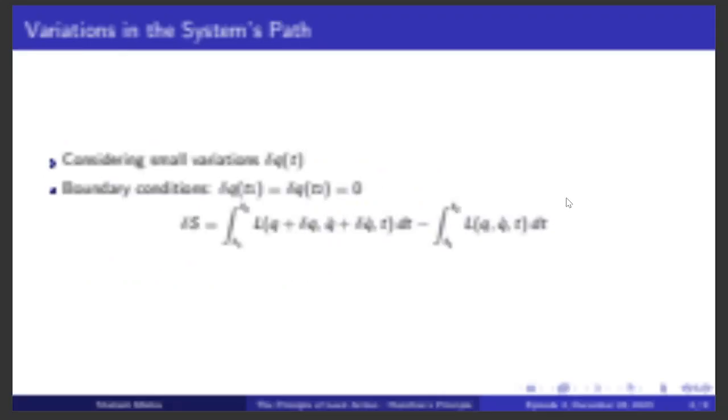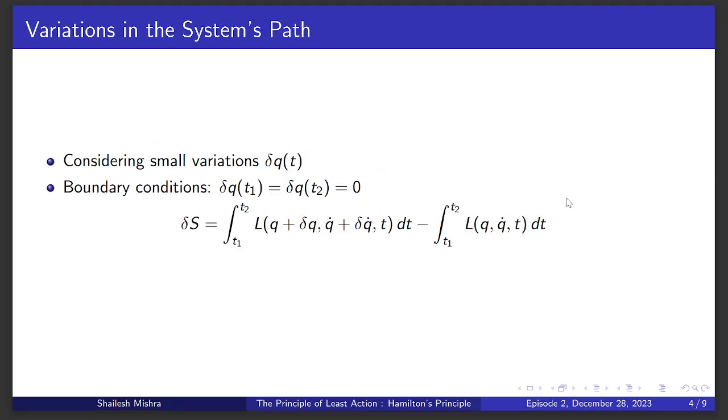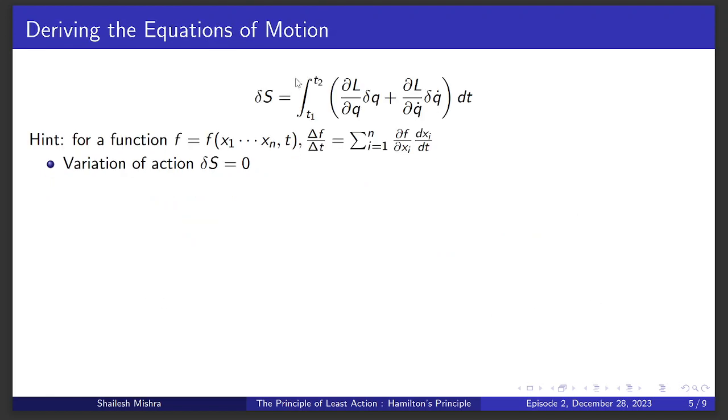How do we find this path? We consider slight variations in the path, represented mathematically by delta q, ensuring these variations are zero at the start and end times. We then look at how these variations change the action, denoted by delta S. The change in action, delta S, arises from the first-order variations of the Lagrangian L. This equation represents the fundamental idea of how small changes in the system's path affect the total action.